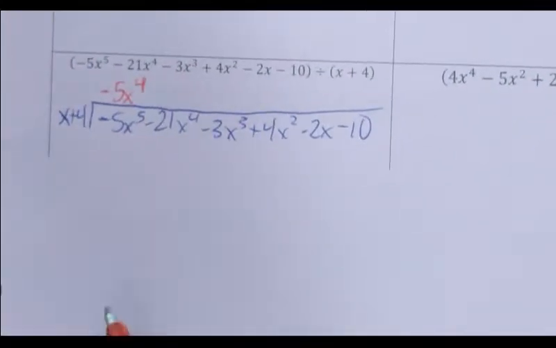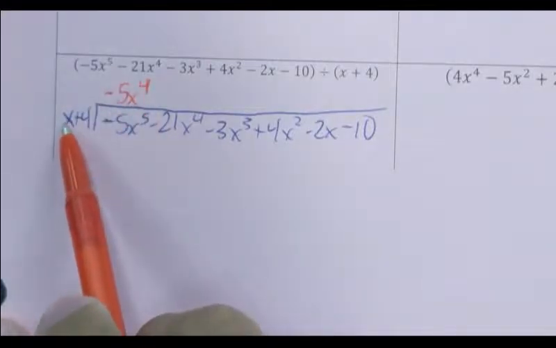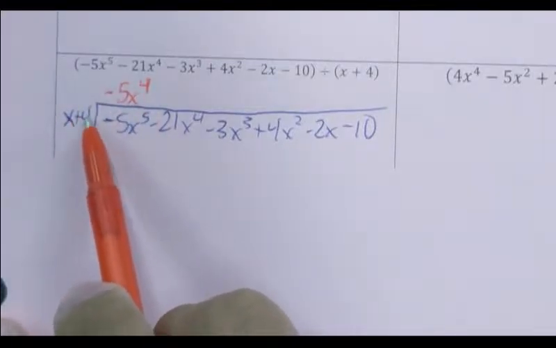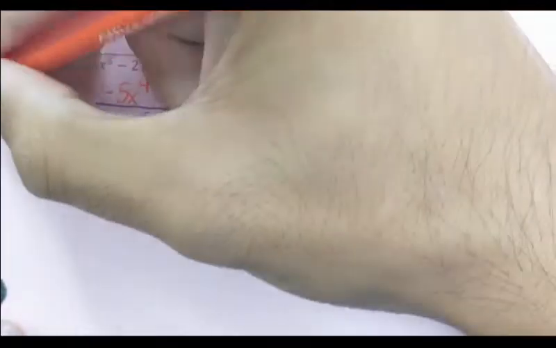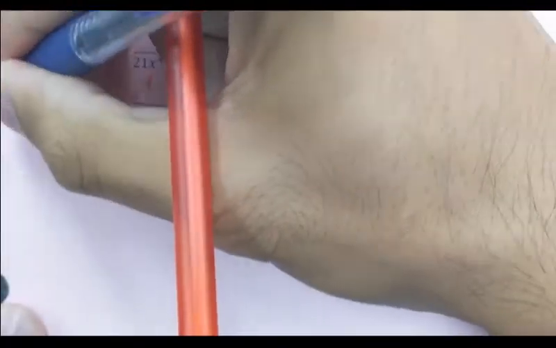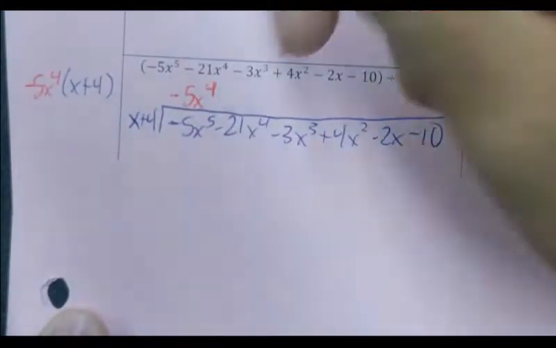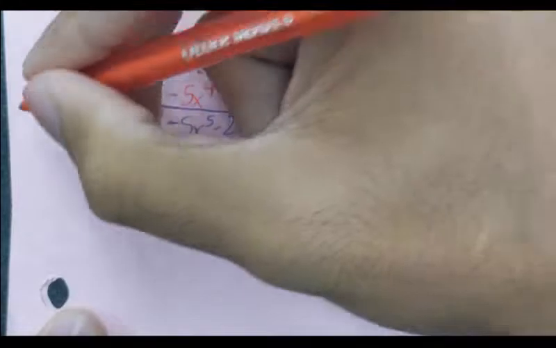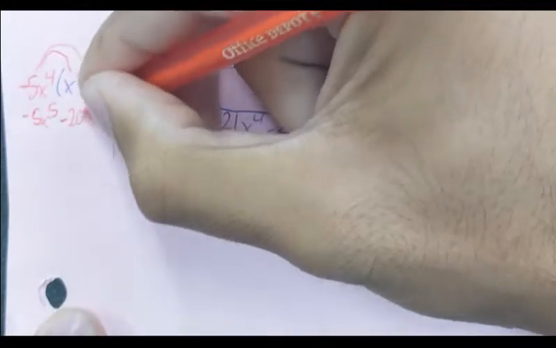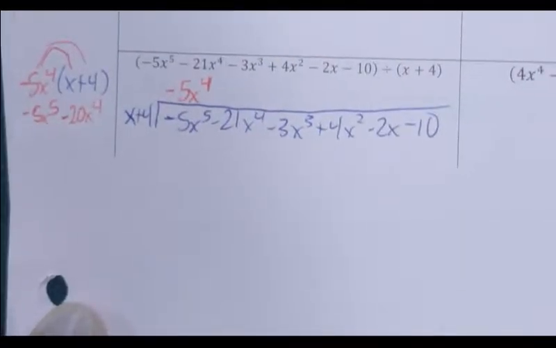Okay, but once I figure that out, it not only multiplies that x, it now does multiply this plus 4 as well. So again, I have negative 5x to the fourth, and I'm multiplying that to the x plus 4. So negative 5x to the fourth times x is now negative 5x to the fifth, and then negative 5x to the fourth times positive 4 would be minus 20x to the fourth. Okay, so I'm going to write that underneath.